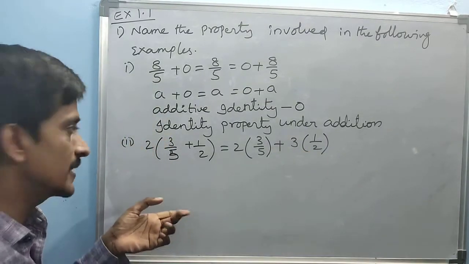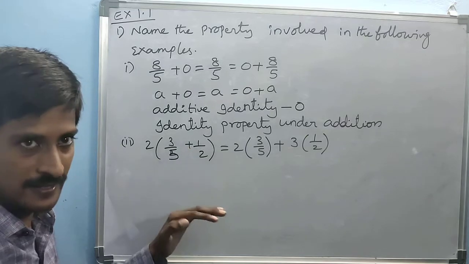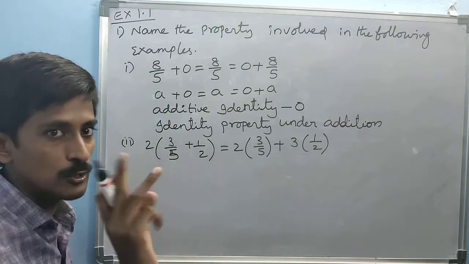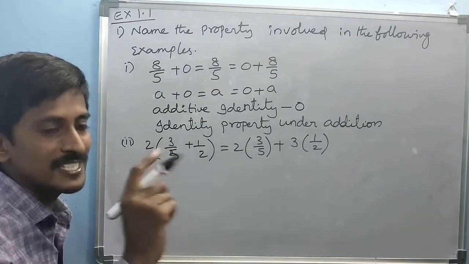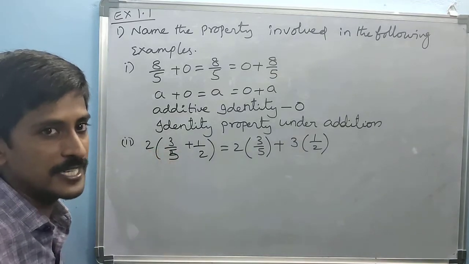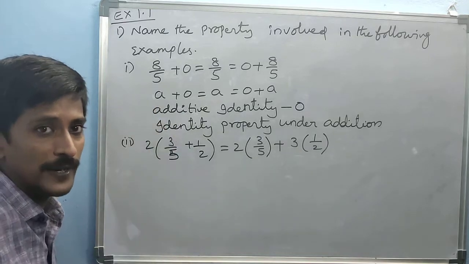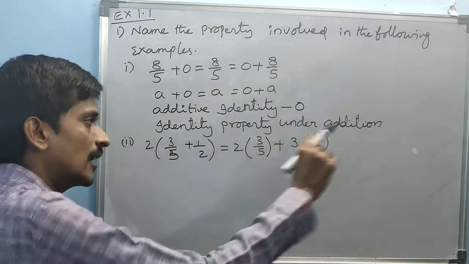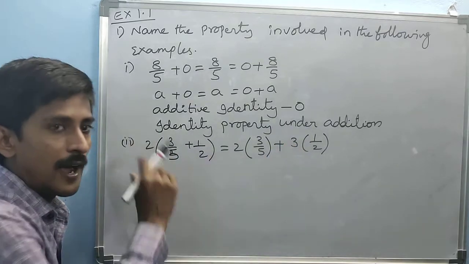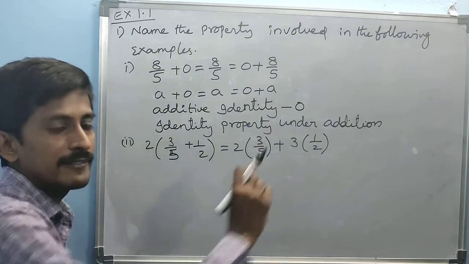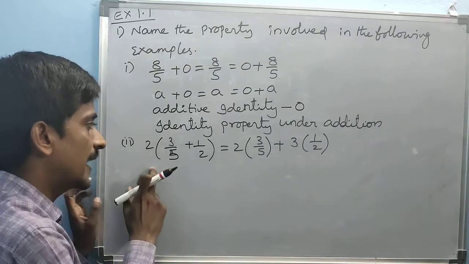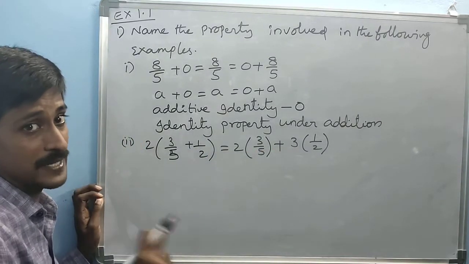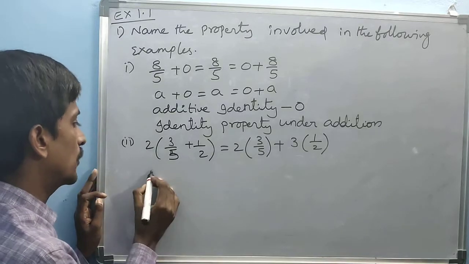Which property is this? One multiplication, one addition is there. Actually 3 numbers are given. That is, 2 properties are there: one is the associative property and another one is distributive. Associative property contains only all plus, all minus, all into, or all division. But here into and plus, 2 different symbols are there. So this is the distributive property.